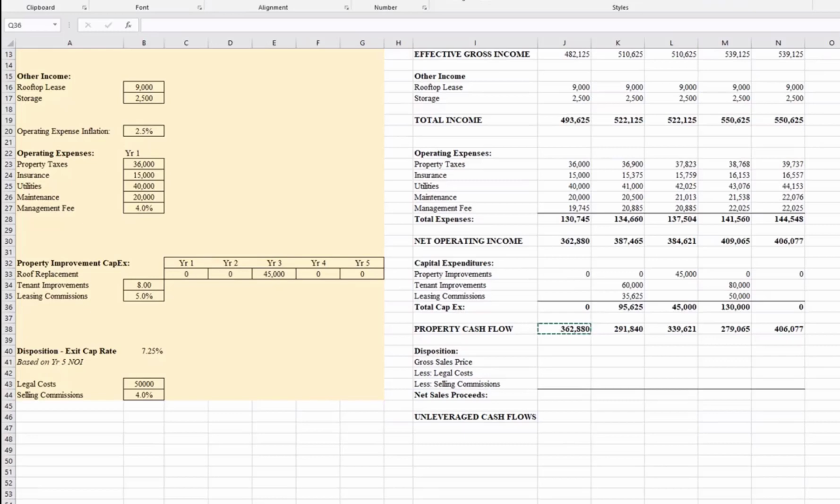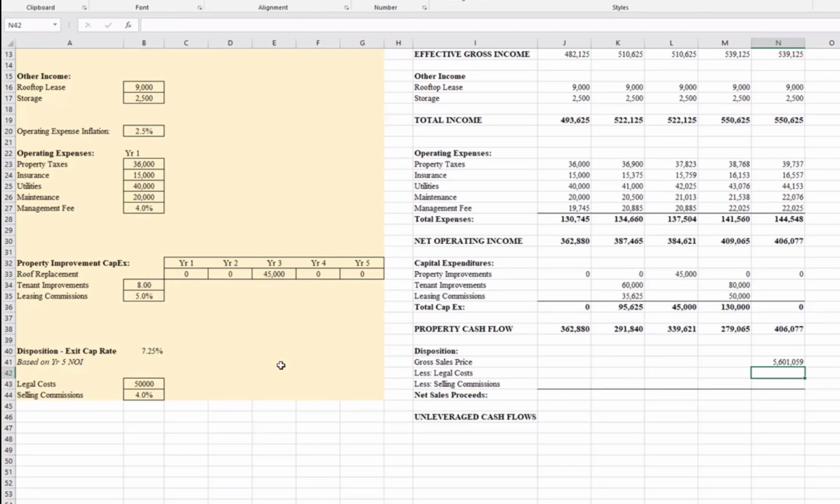We're now down to the last step here. We're going to do the disposition. So my gross sales price is going to be equal to the year 5 income, and we're told specifically, this is not the normal way of doing things, but we're told specifically down here in the bottom left that the disposition is based on year 5's NOI at a cap rate of 7.25. So we're going to take year 5's NOI, which is right here, the 406,077. I'm going to divide that by the exit cap rate of 7.25, and so I get gross proceeds of a little bit over $5.6 million.